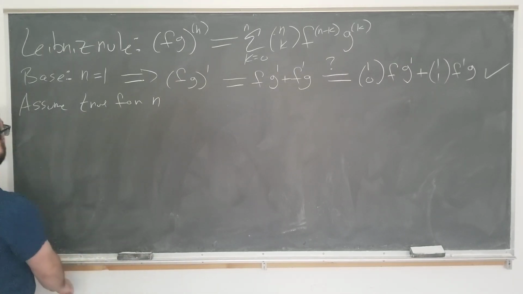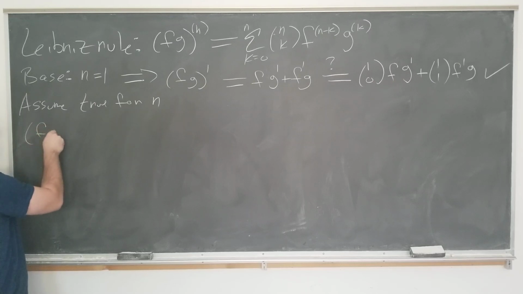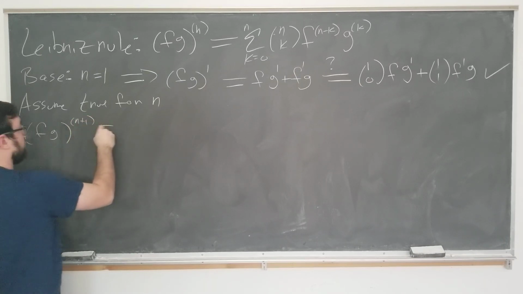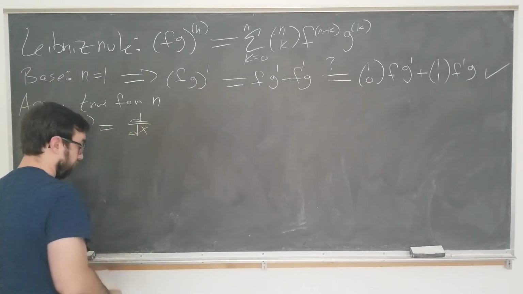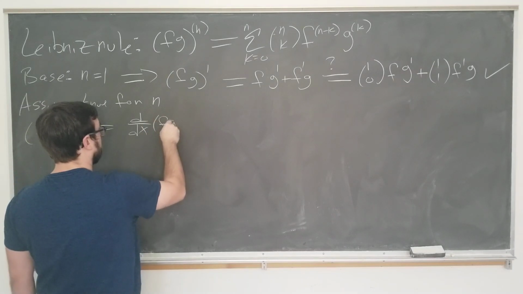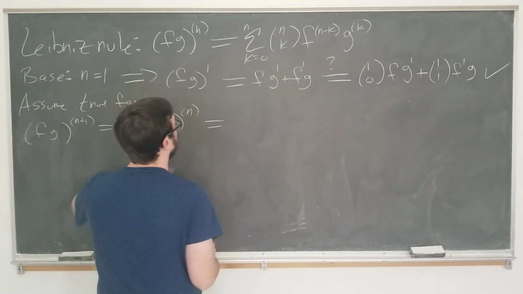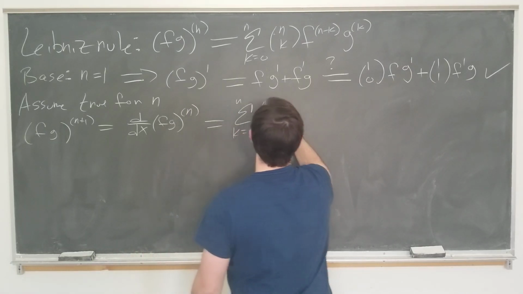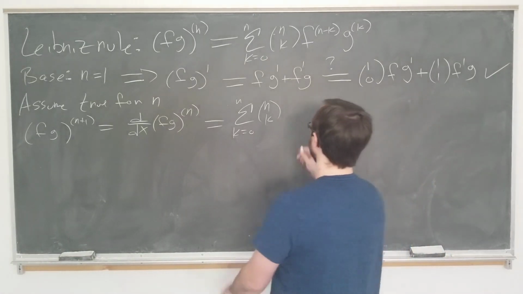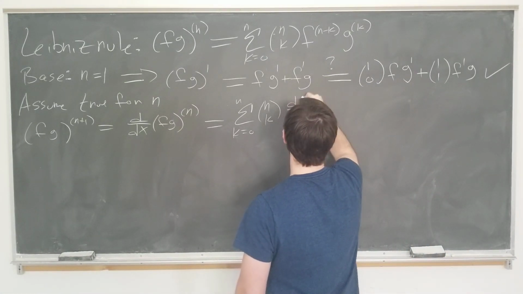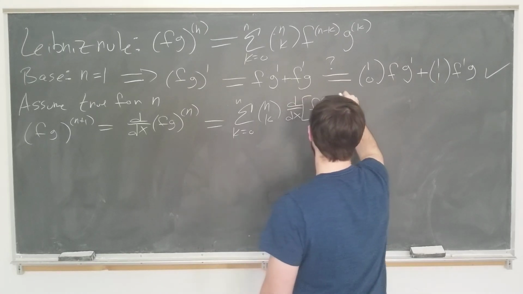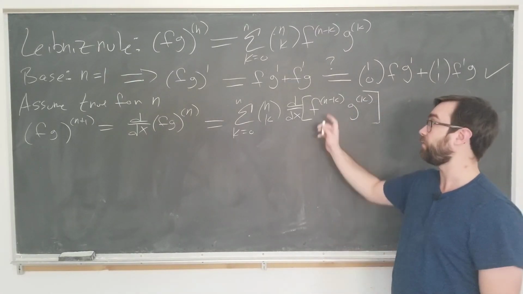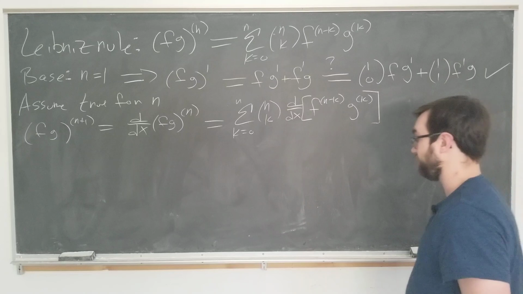All right, so then the (n plus 1)th derivative of fg is just the derivative of the nth derivative of fg, which we know up here, the sum of binomial coefficients. Now the derivative just goes inside because it's just a sum. Derivative of f to the n minus k, g to the k. Now we just use the ordinary Leibniz rule, which we already proved in the previous step, to simplify this expression.